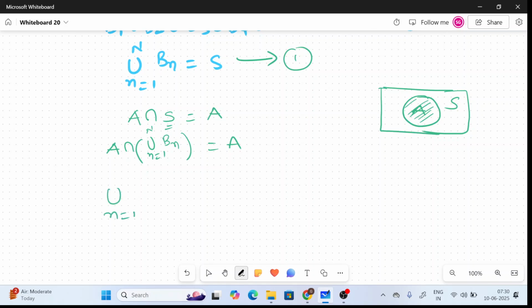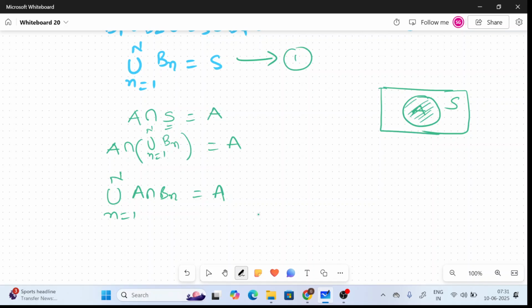So union n is equal to 1 to capital N. A intersecting B small n is equal to A. So this union, which I'm going to write as a summation, later part we can write, but apply the probability on both sides.